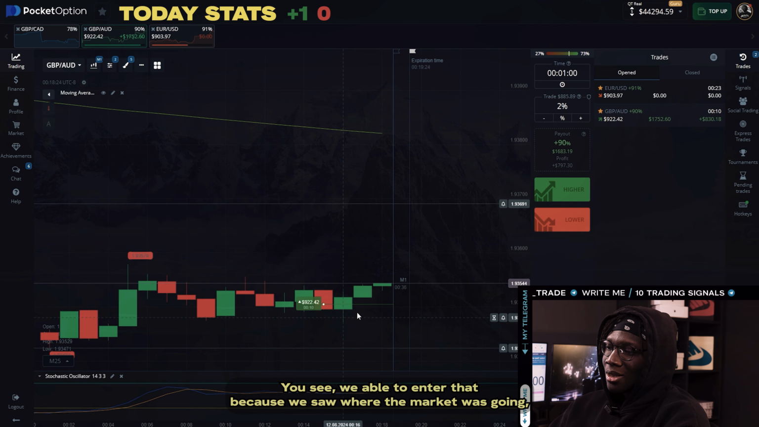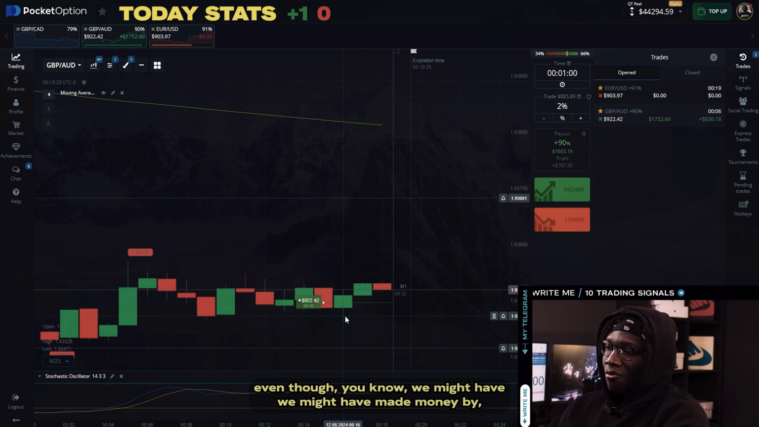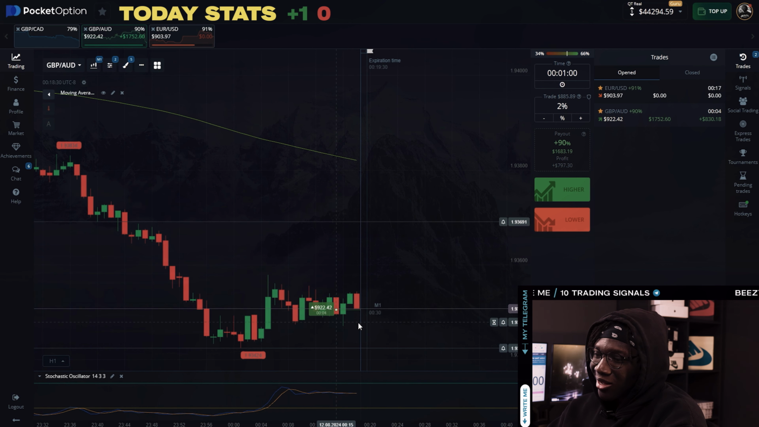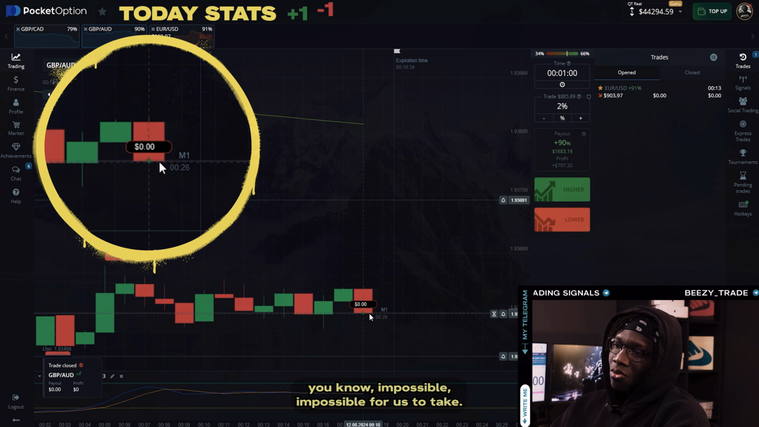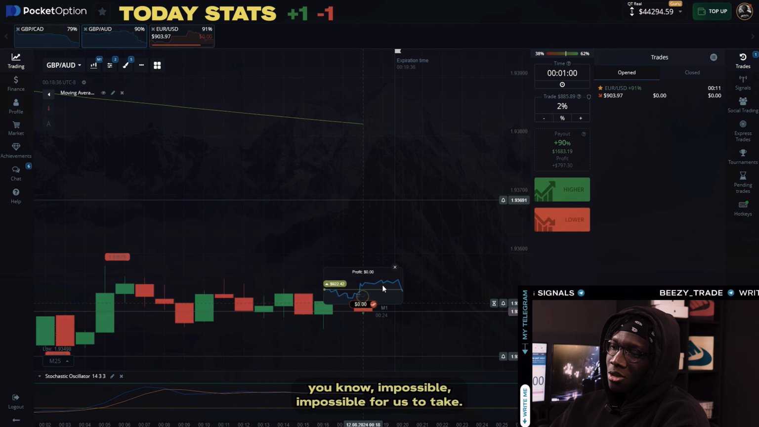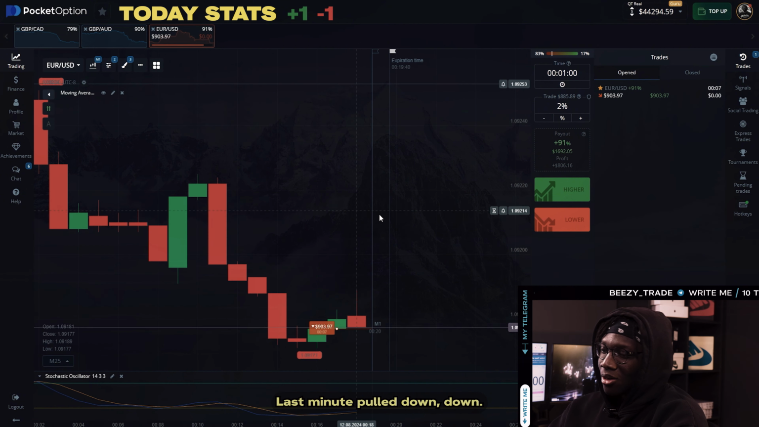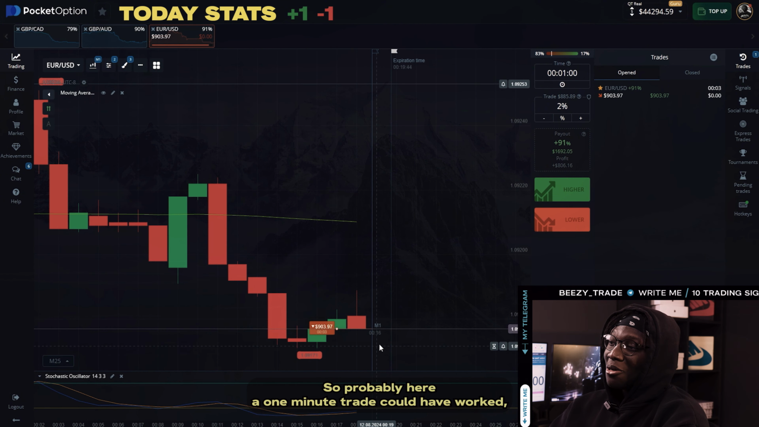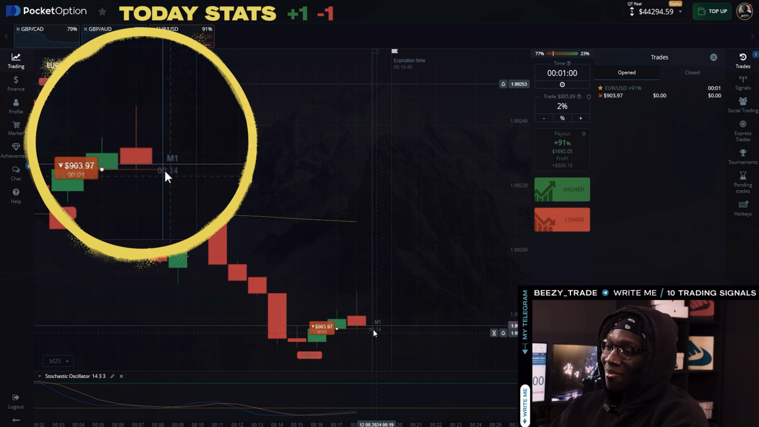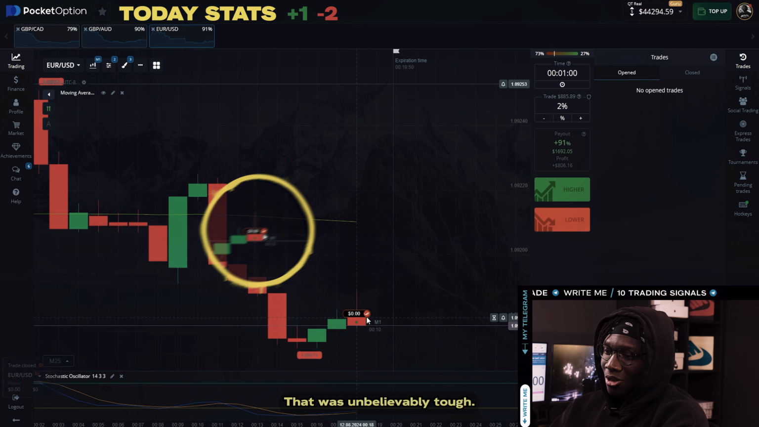You see, we were able to enter that because we saw where the market was going. Even though we might have made money by our 1 minute trade, it would have been so close that it would have been impossible for us to take. Oh my God, last minute pull down. So probably here our 1 minute trade could have worked, but that was tough. That was unbelievably tough.